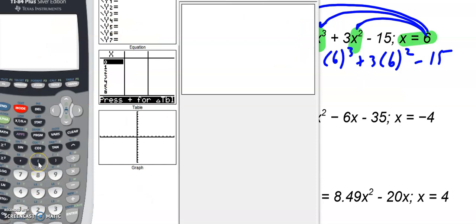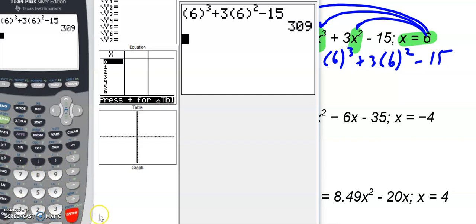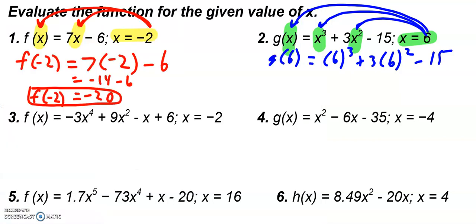So if I look at my calculator, then I would do 6 to the third plus 3 times 6 squared, and then minus 15. Hit enter, and I get 309. So therefore I know g of 6 equals 309.